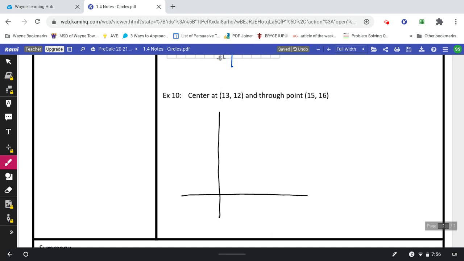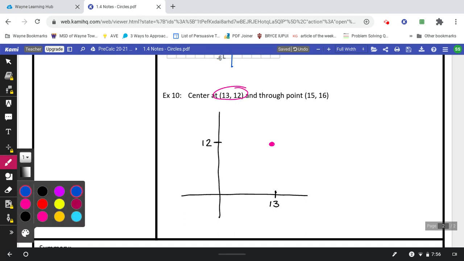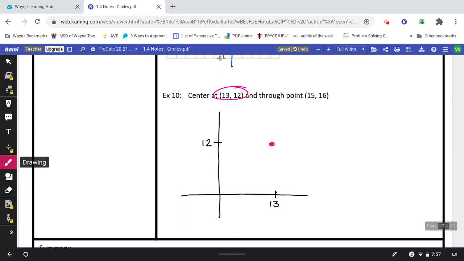So I'm just going to approximate this. I'm going to say 13 is right here, and I'll say 12 is right here. So I'm just going to label those. And I'm going to plot my first point at 13, 12. That's the center of the circle. Now I'm going to figure out where 15, 16 is approximately. 13, 14, 15, 12, 13, 14, 15, 16. And I'm going to plot my other point, one of the edges of the circle, the sides of the circle, as 15, 16. So imagine your circle is kind of something like that. And that blue point is on the edge of it.